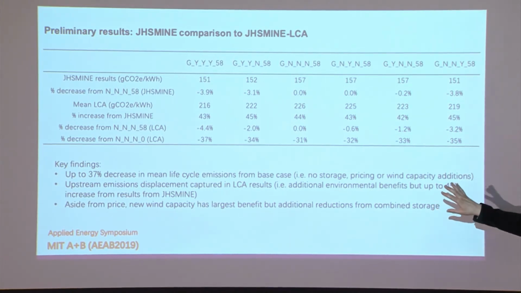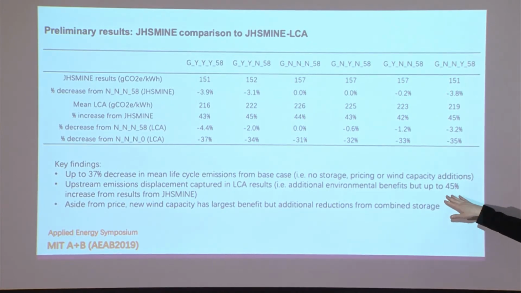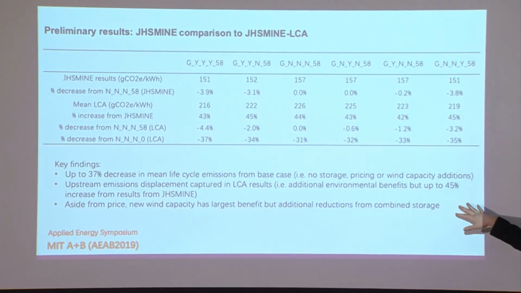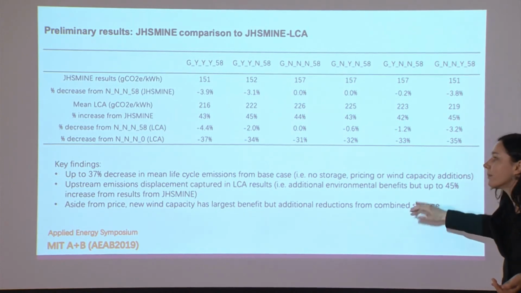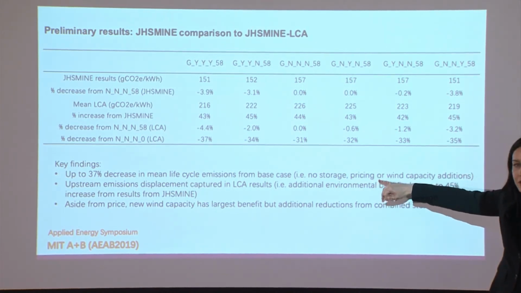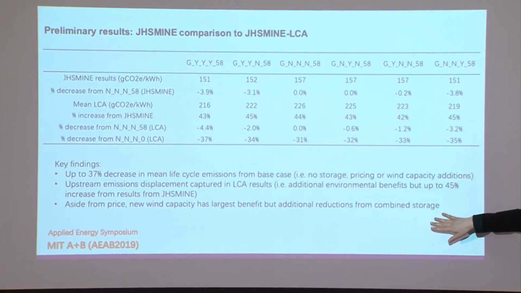The upstream displacement is captured in the LCA results, and because it's a relatively clean grid anyways, you can see the additional emissions benefit, but there's an up to, depending on the technology configuration, up to 45% increase in those emissions, because what was previously 0 emissions now has an emission, in addition to the upstream. So it's actually quite large in this case. But still the 37% decrease from the base case, apologies.